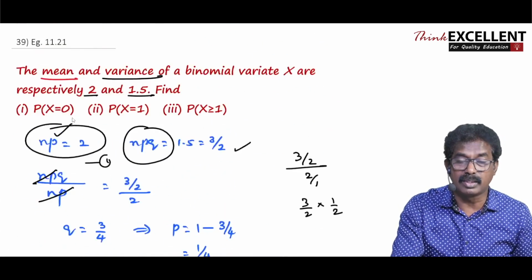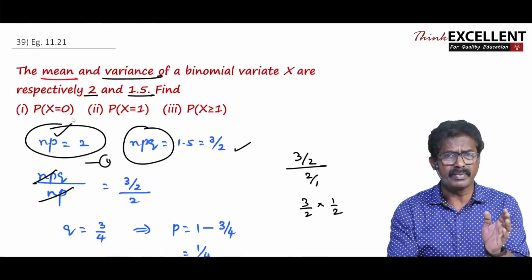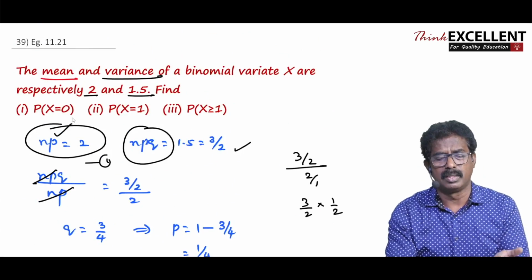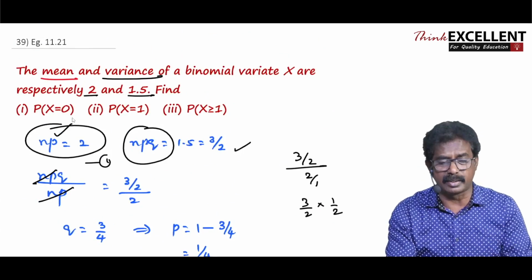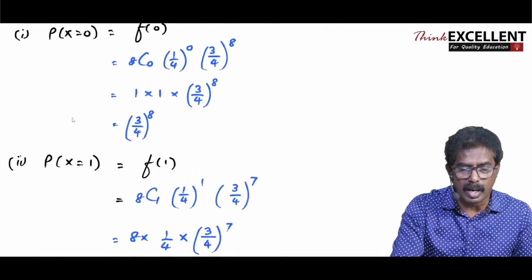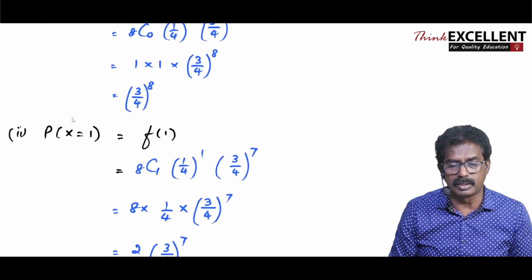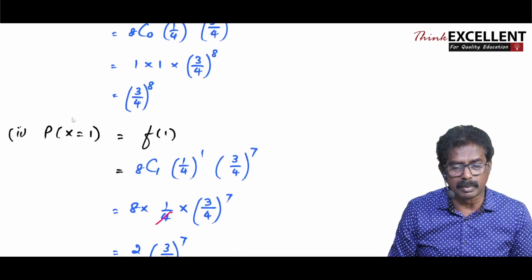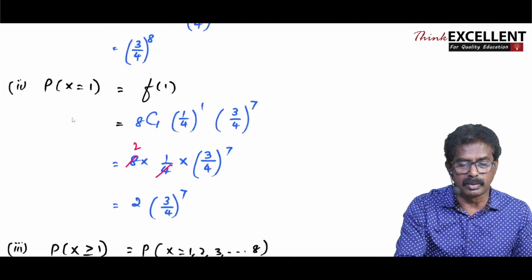Second one, P of x equal to 1, that is f of 1. That's all. So 8C1 is 8, right? For x you put 1: 8C1 is 8, 1 by 4 raised to 1, 3 by 4 raised to 8 minus 1, it is 7. So these two you can cancel by 4 to the power 2, the remaining you leave it, okay?